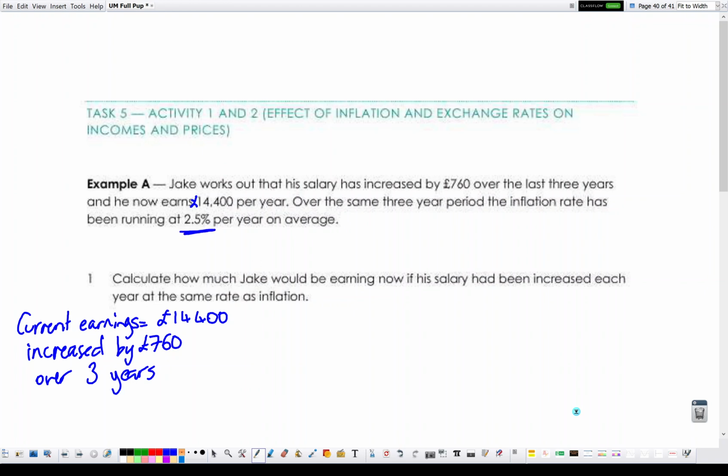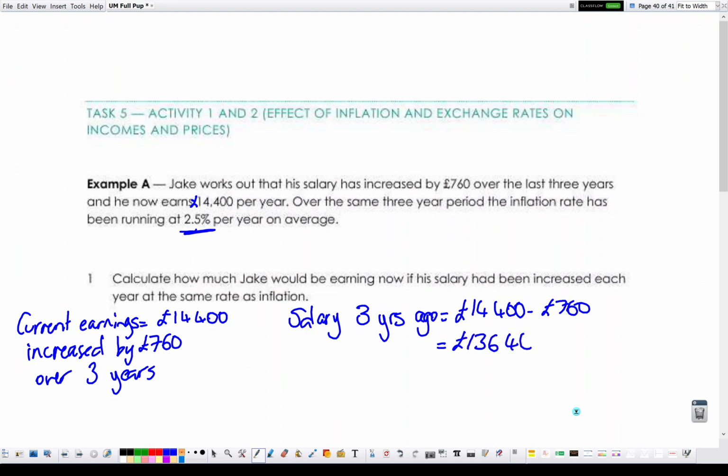So the inflation rate is this 2.5%, and that's an increase. So what we're actually working out is a percentage increase over 3 years for a salary that we don't actually know yet. We know currently it's 14,400 and it's increased by 760. So what was it 3 years ago? Salary 3 years ago, we just do the current salary, take away how much it's gone up by. So 14,400, take away 760. That's going to be 13,640.